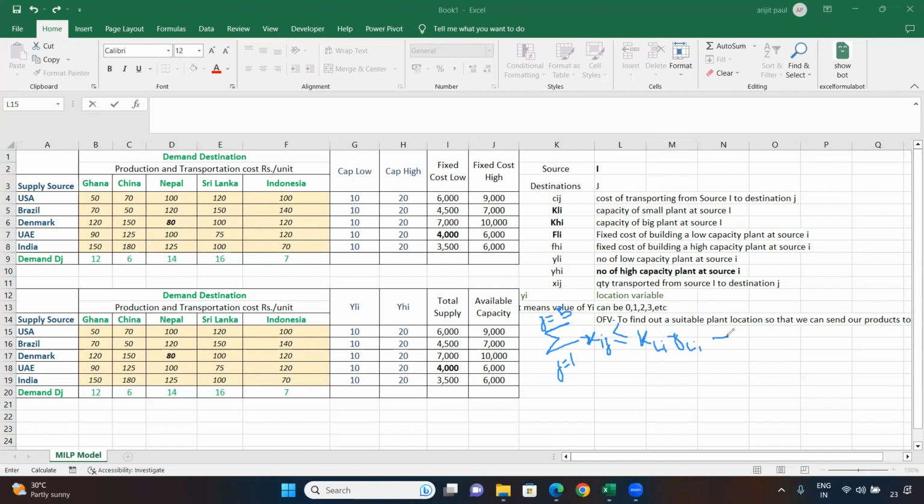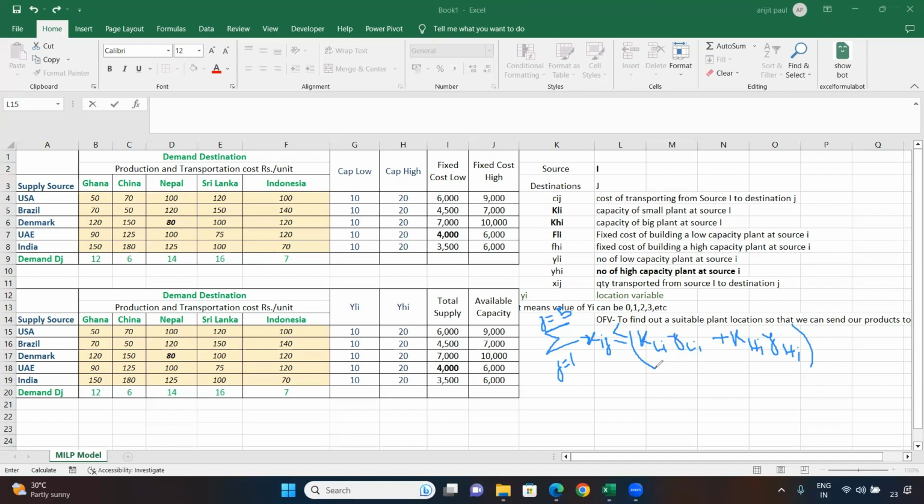Similarly, plus KHI. That is the capacity of the big plant at source site. And YHI. That is the number of high capacity plant at source site. Okay, so this will be our mathematical model for the supply constraint.